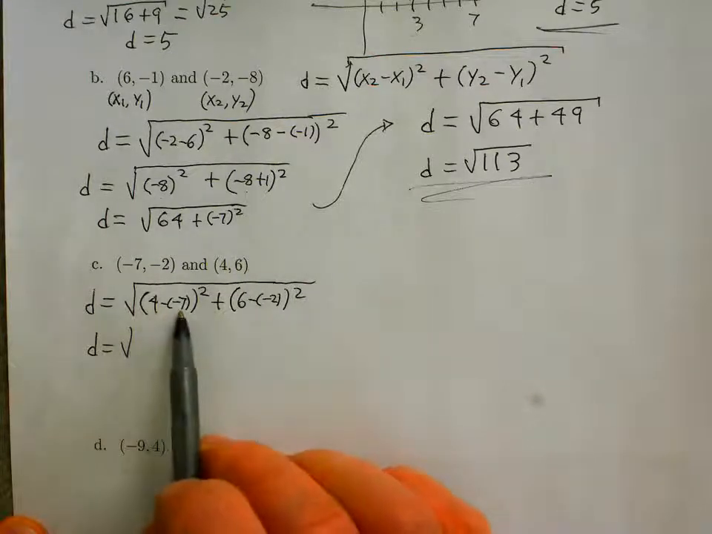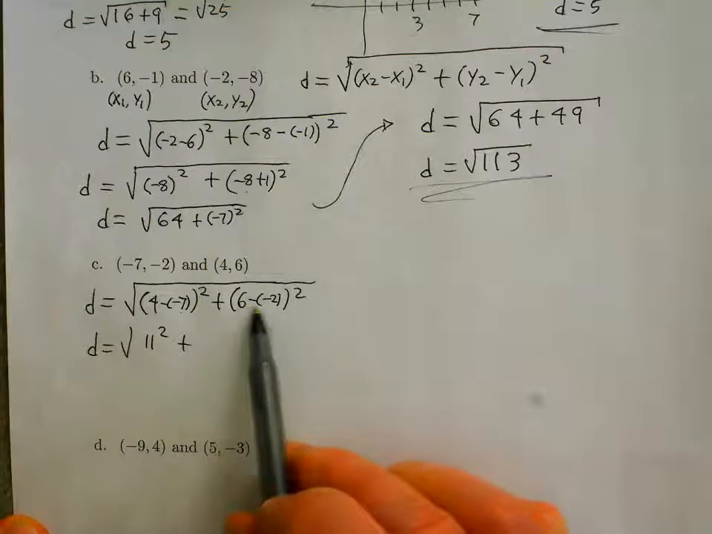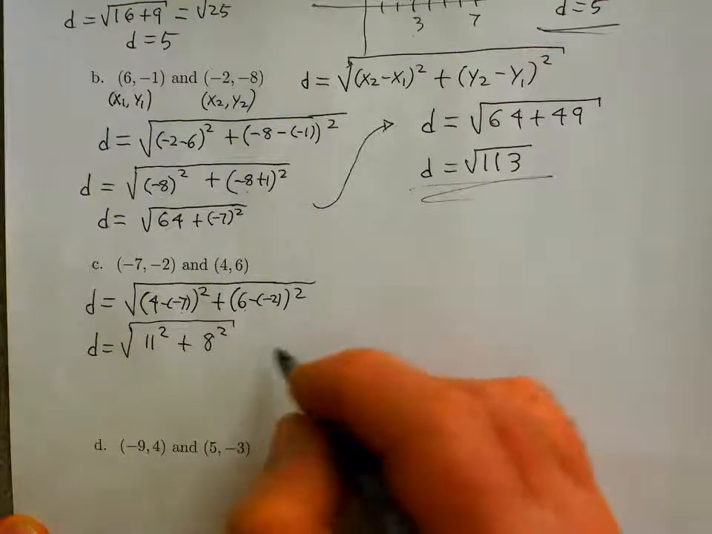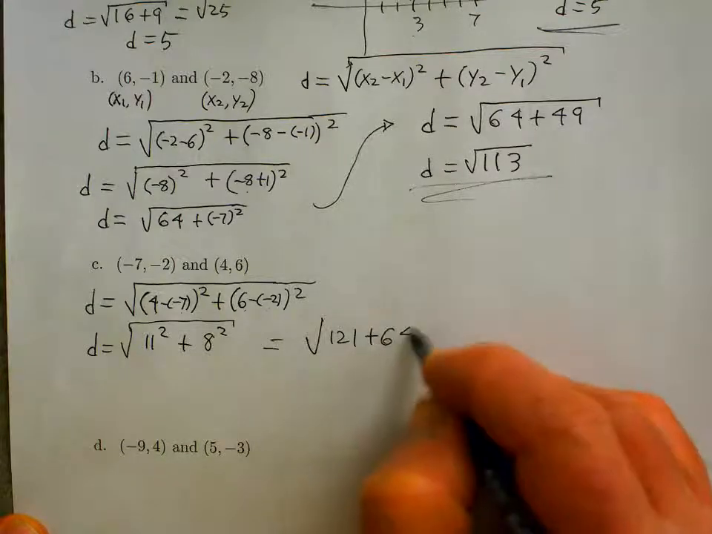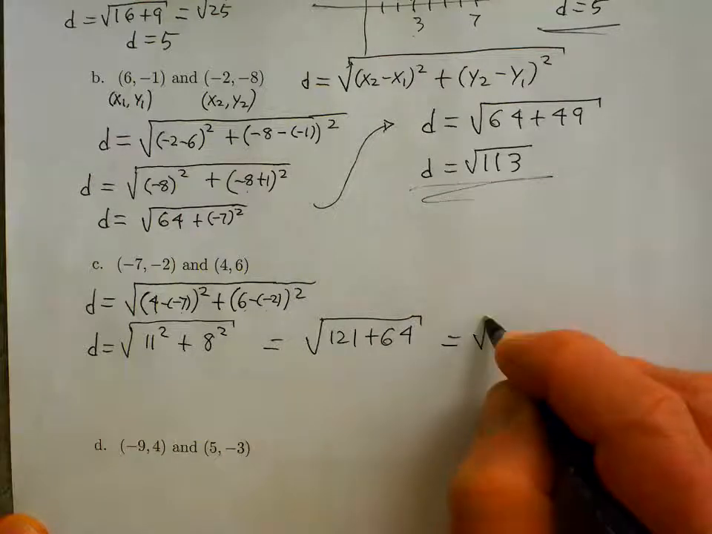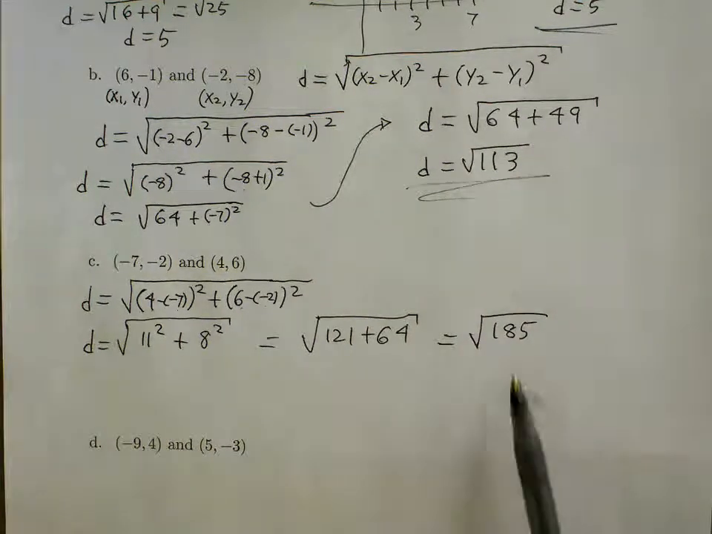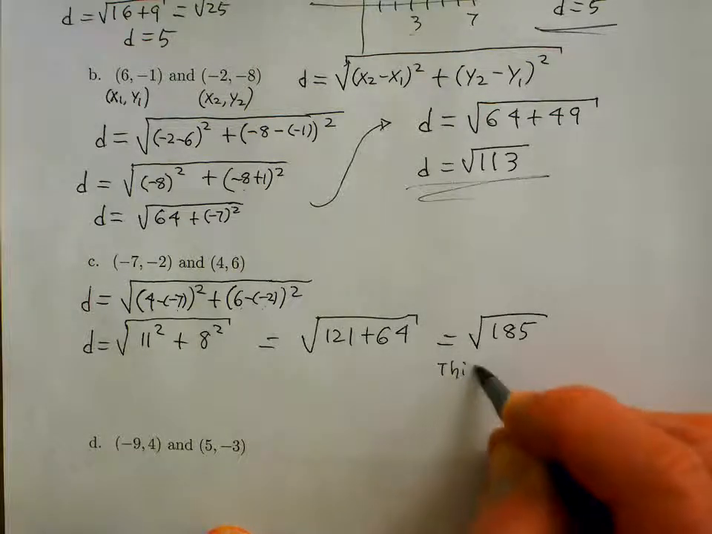So 4 minus -7 is 4 plus 7, which is 11, so 11 squared. And 6 minus -2 is 6 plus 2, or 8, so we have plus 8 squared. 11 squared is 121. 8 squared is 64. So the square root of 185. 185 is 5 times 37. So the square root of 185 cannot be simplified any further. This is as simplified as it can be.